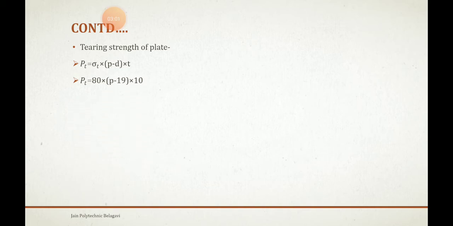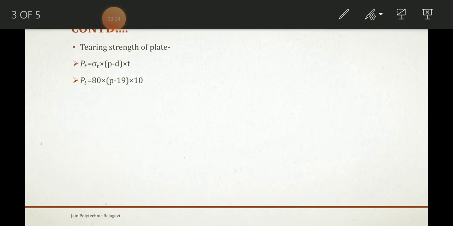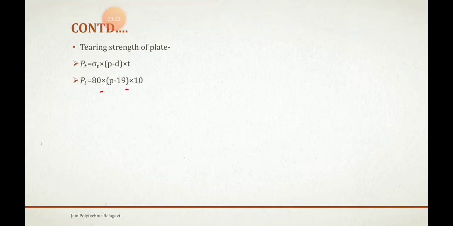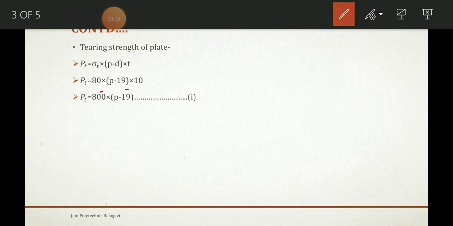Now, in order to find out the pitch, we'll go for the tearing strength. PT equal to sigma T into (P minus D) into T. So sigma T is 80 megapascal, they have given. P is not mentioned, you have to find it. D is the diameter of the rivet hole, we already found out, that is 19, and T is the thickness, that is 10. So once you substitute, you will get the equation in terms of P. Still, P is unknown.